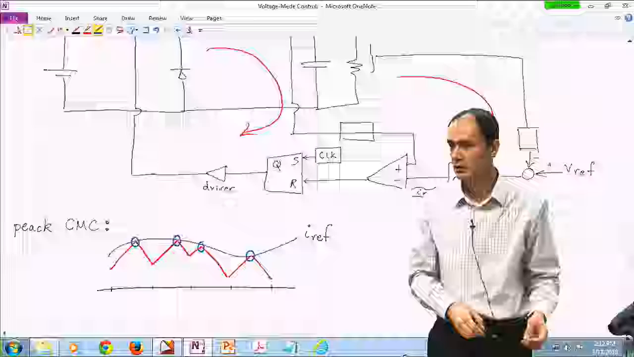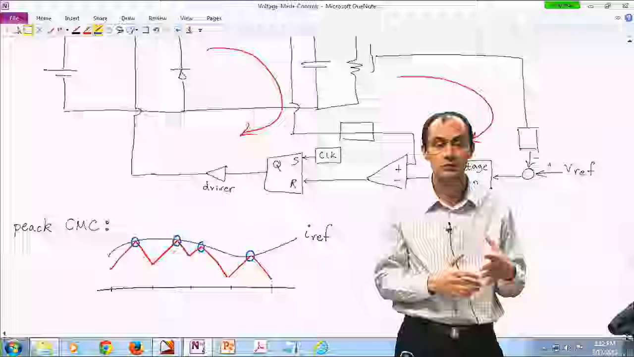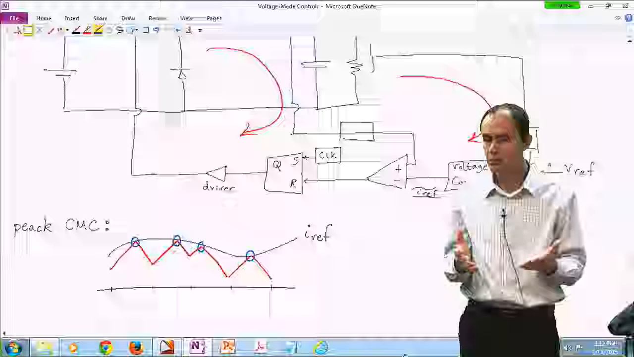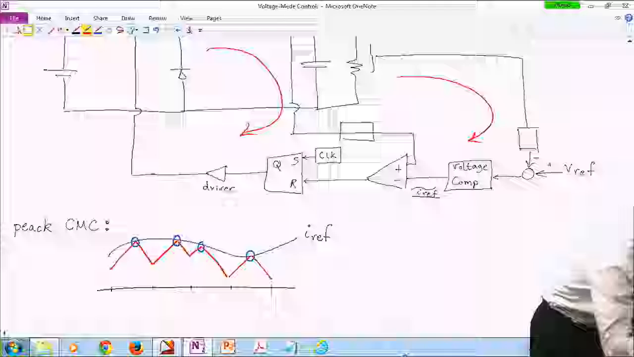Okay. Now, this is not the best that we expect because ideally we would like to control the average value of the inductor current, not the peak value, because the average value determines the load current, not the peak value. But this is the best we can do here, and this is very simple, and it's a very, very common way of doing current mode control. So this is the most common way. So the red one is the inductor current, which is basically this current.